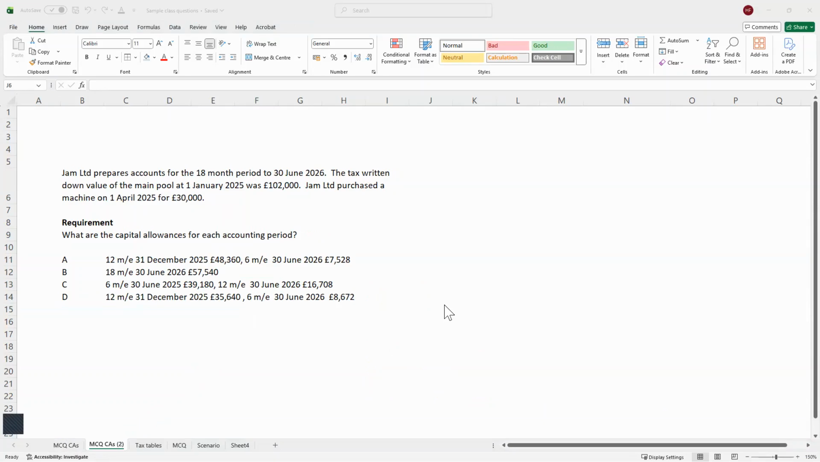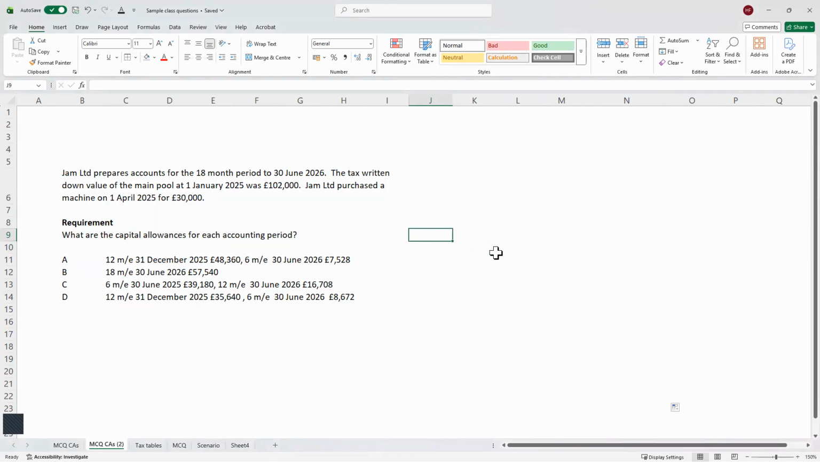So requirement, what are the capital allowances for each accounting period? JAM Limited prepares accounts for the 18 month period to 30th of June 26. The tax written down value of the main pool at 1st of January 25 was £102,000. JAM purchased a machine on 1st of April 25 for £30,000. For corporation tax, an accounting period cannot be longer than 12 months.